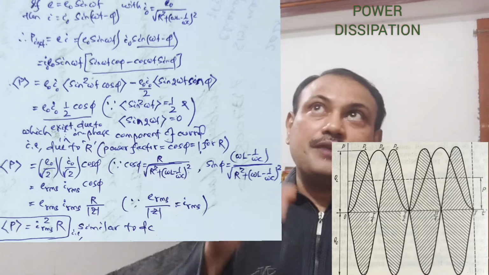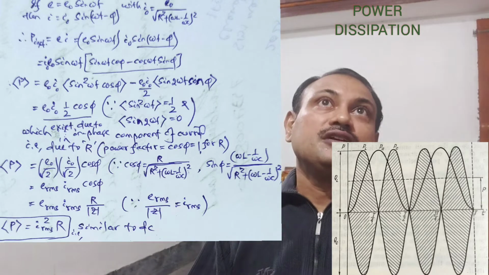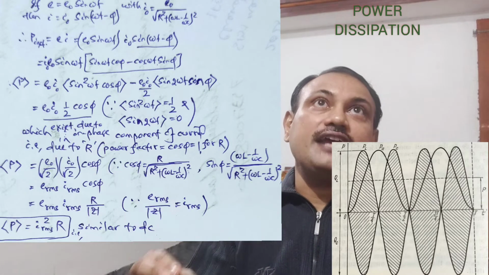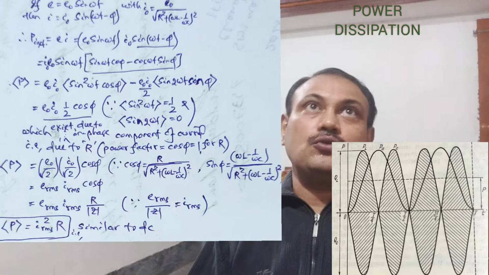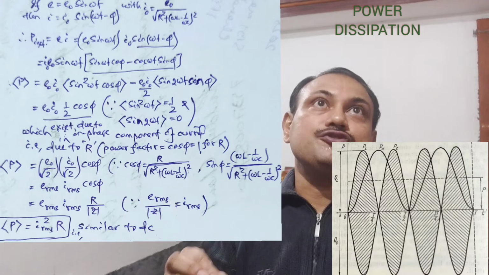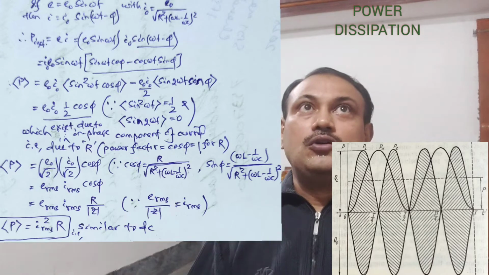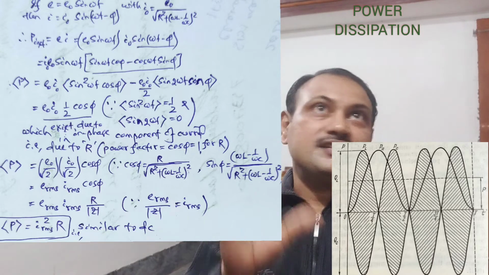As we have taken I equal to I0 sin omega t, we can take E equal to E0 sin (omega t minus theta), let us say. So here the current amplitude is I0 equal to E0 upon square root of R squared plus within brackets (omega L minus 1 upon omega C) whole squared.